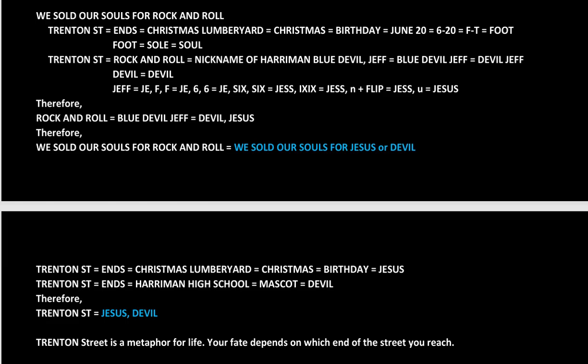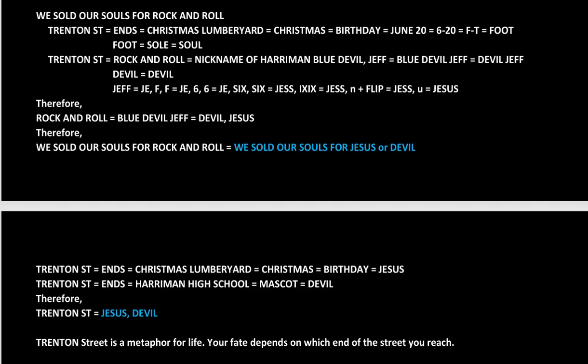One of the albums my mom bought for me was We Sold Our Souls for Rock and Roll. It's a double record set. She got that from Columbia House. She got that and also got me Master of Reality from Columbia House. All right. So when my mom bought me the albums, we lived on Trenton Street. Trent Street ends at Christmas Lumberyard. Christmas is the birthday of Jesus. Which equals birthday. My birthday is 620.